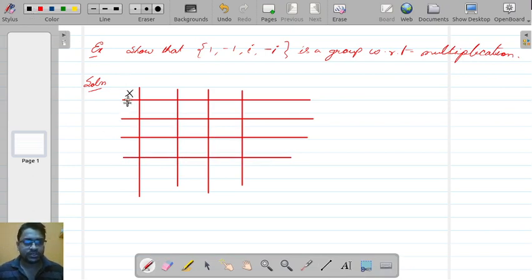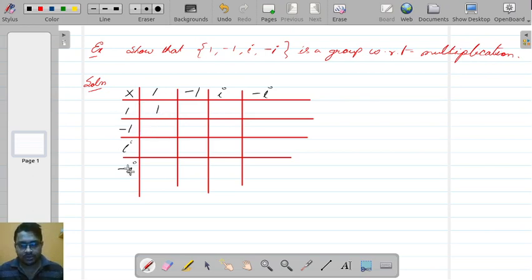Here the operation is multiplication, and we will mention the operation in the top left corner. Here we will write the elements 1, -1, i, -i, and here also 1, -1, i, -i. Then we multiply each row with each column. The first element of the first row is multiplied with the first element of the first column, so 1 into 1 is 1.